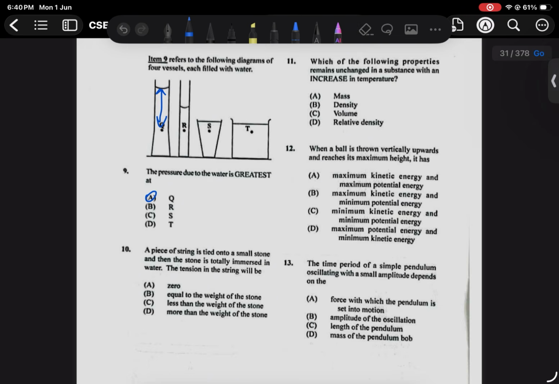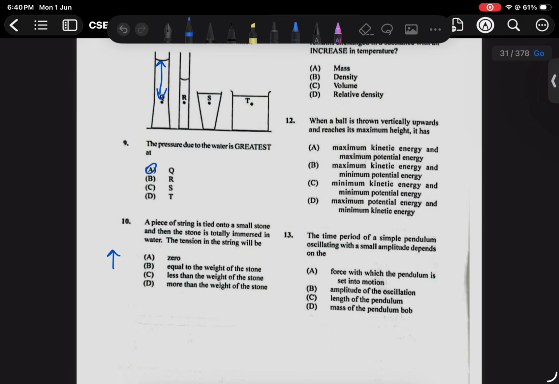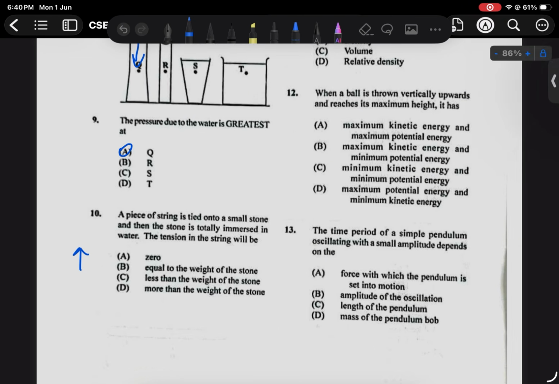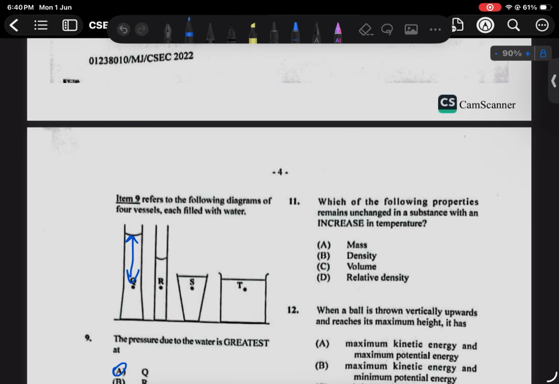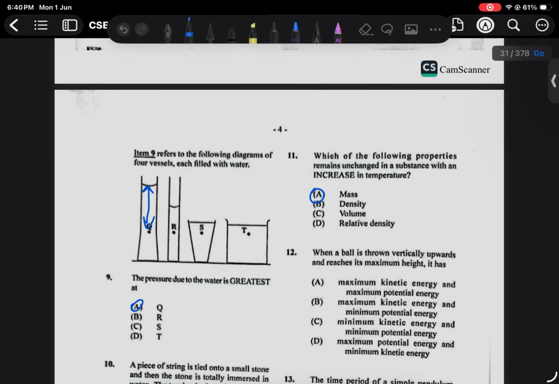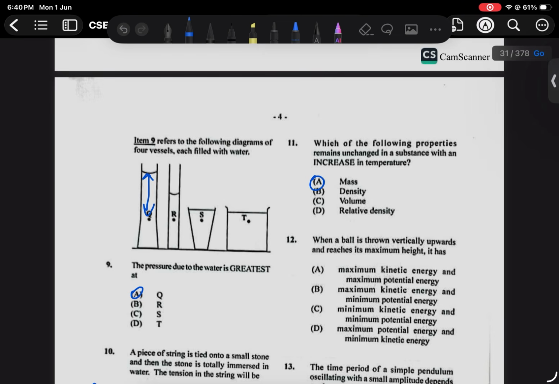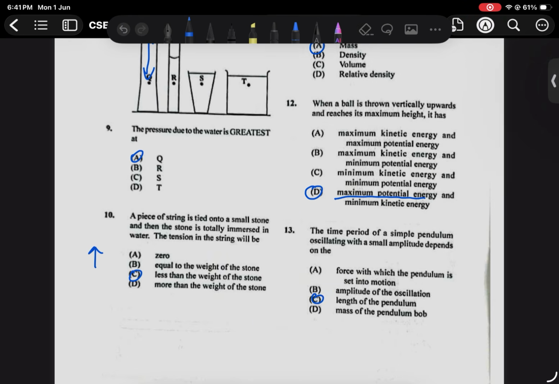A piece of string is tied onto a small stone and then the stone is totally immersed in water. The tension in the string will, so we know that water will provide an upward force called upthrust. So the tension of the string would be less than the weight of the stone. Which of the following properties remains unchanged as a substance increases in temperature and mass? That's another repeat. When a ball is thrown vertically upwards and reaches its maximum height, it has maximum potential energy and minimum kinetic energy. The time period of a simple pendulum oscillating with a small amplitude depends on the length of the pendulum.